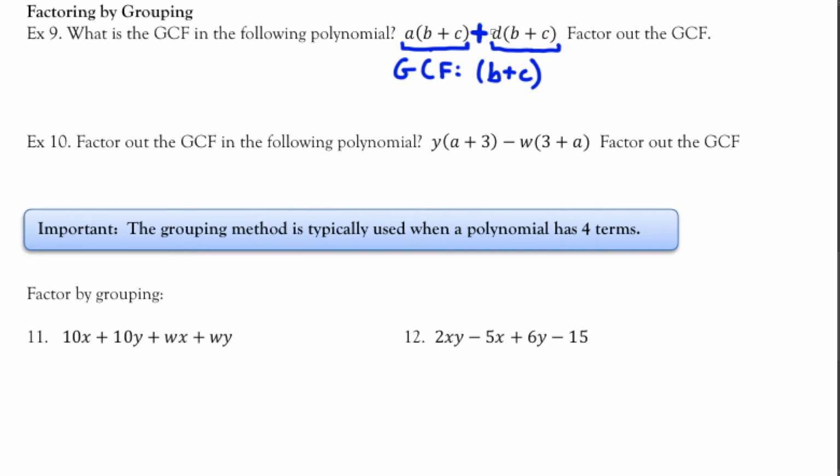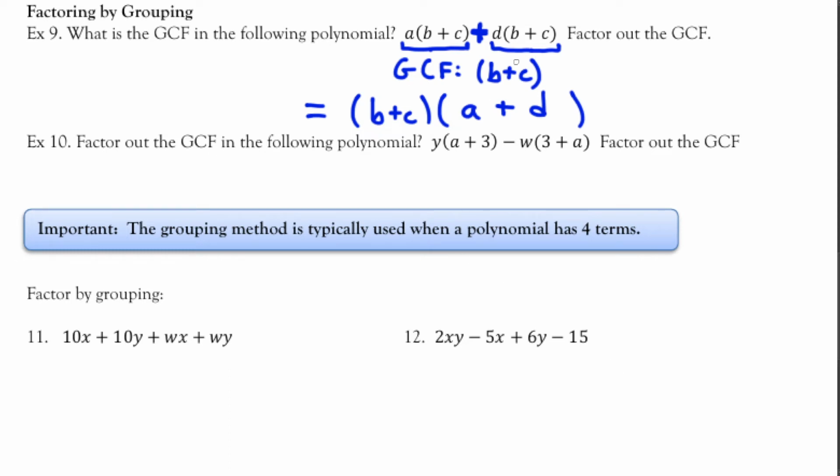Then we treat this b plus c just like all the greatest common factors in the problems before. I write the greatest common factor, and then I leave some parentheses open. This plus sign gets copied down. And I imagine what happens when I take b plus c out of the first term. If I take b plus c out of the first term, I'm just left with a. What happens if I take b plus c out of the second term? I'm just left with d.